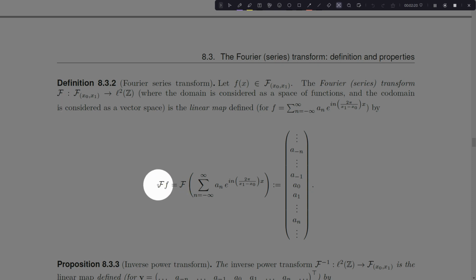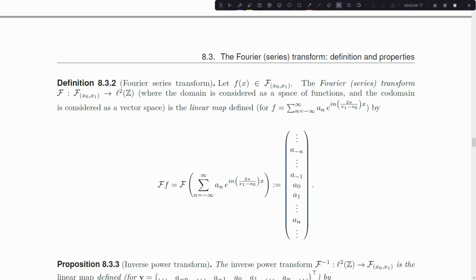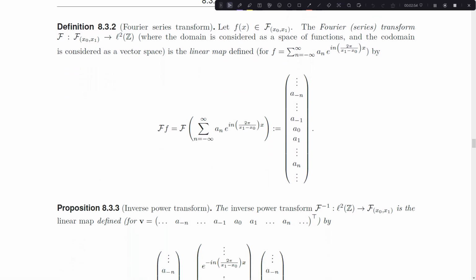And so just like with the analytic functions, we can take the transform of a function by interpreting the series of that function, and then the transform is just extracting the coefficients and placing them into a vector. So the Fourier series transform is the interpretation of a function as an infinitely long vector of its Fourier series coefficients. And so it's just like we had with the power series transform, but now we're working with the Fourier series instead, and we're interpreting it as a vector.